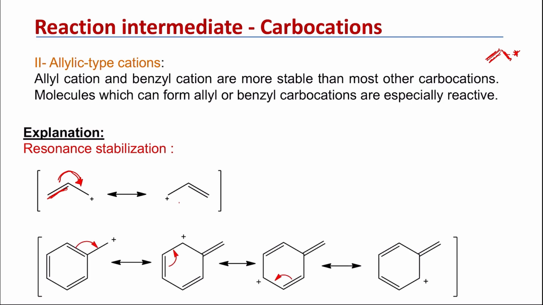And even the benzylic one would be much more stable because, as we can see from the resonance, there are more contributing structures than just the two resonating structures of the allylic carbocation. So we're going to have the continuous movement of the electrons and the distribution of the positive charge as the electrons move on four different carbon atoms. So this one will be even more stable than the allylic type cations.